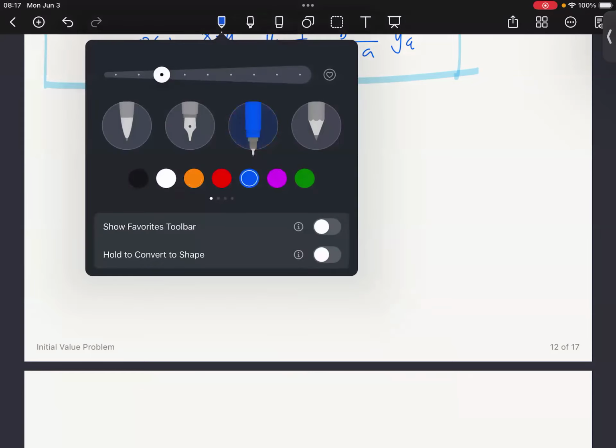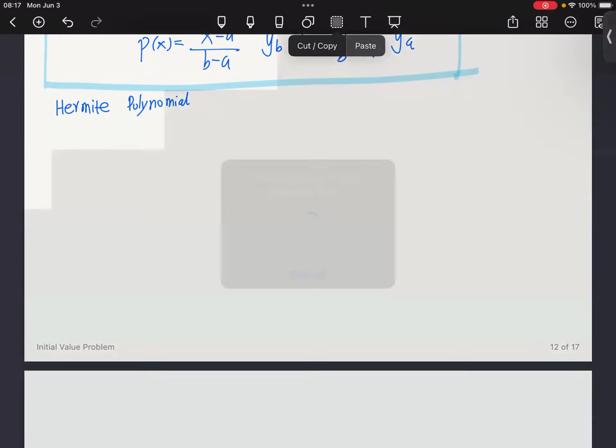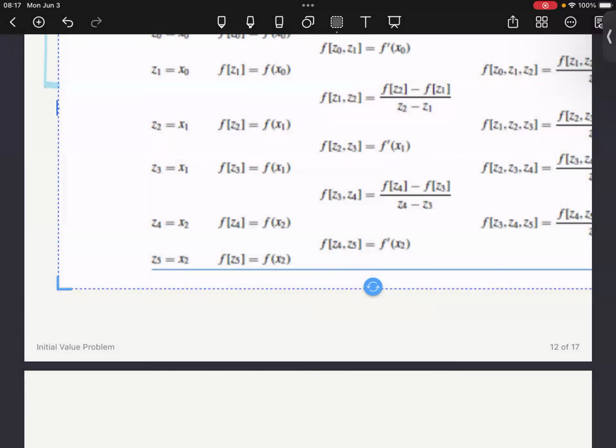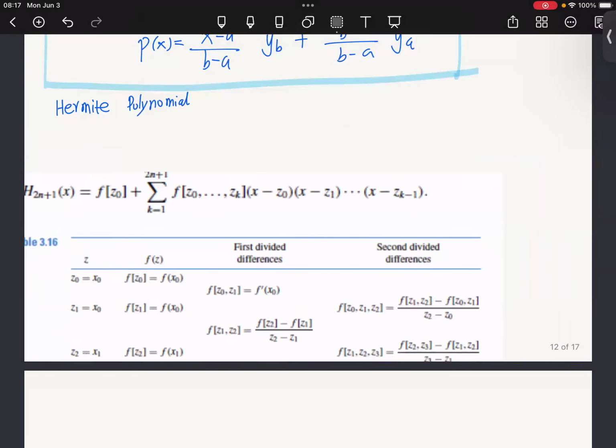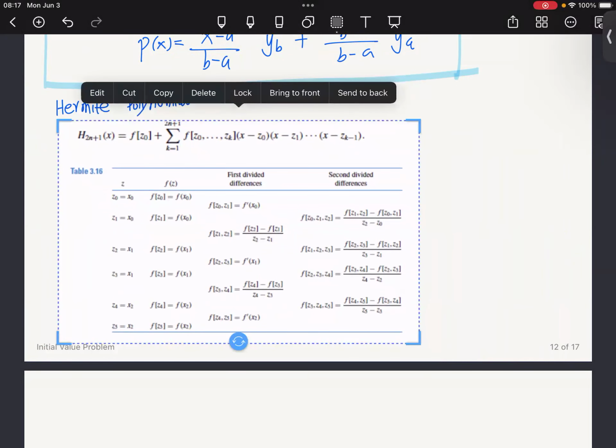The way to calculate the Hermite interpolation is quite easy. The idea is complicated, but the calculation is quite easy. So what you need to do is to get the table. It's a big table, because we are interpolating both the nodal point value and the derivative as well. So we duplicate the points here.